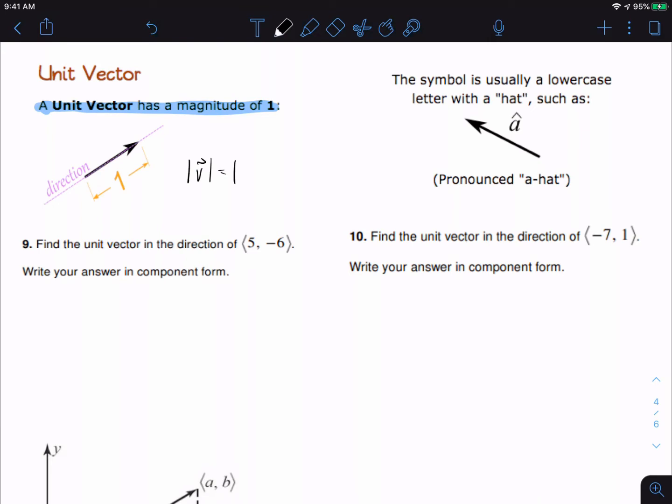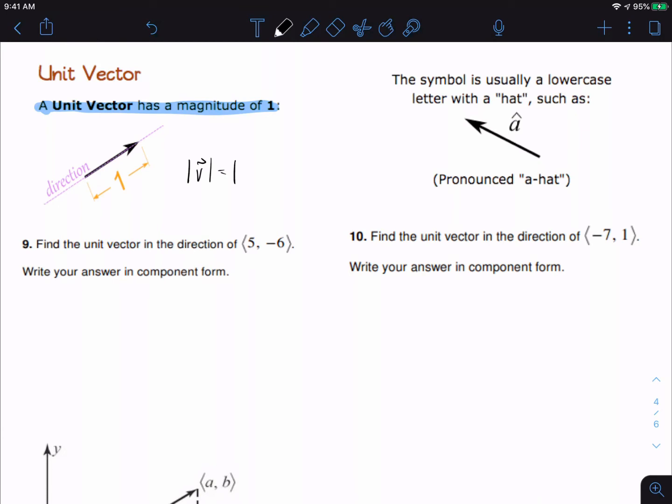So, a hat is usually the symbol that's used, and it looks like a little hat on it, but that's just symbols, so you may see that, and so you know that that's referencing our unit vector, okay? Okay, now let's do some stuff with that and see how we can come up with finding the unit vector.